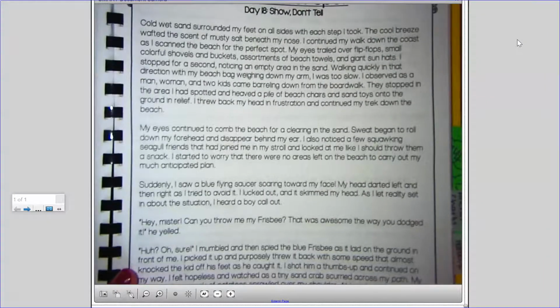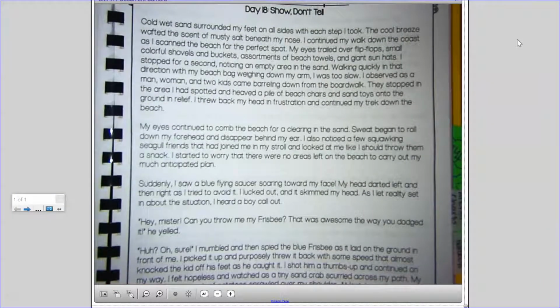I'm going to read the first paragraph, and then I'm going to have you read the rest on your own. Cold, wet sand surrounded my feet on all sides with each step I took. A cool breeze wafted the scent of musty salt beneath my nose. I continued my walk down the coast as I scanned the beach for the perfect spot. My eyes trailed over flip-flops, small colorful shovels and buckets, assortments of beach towels, and a giant sun hat. I stopped for a second, noticing an empty area in the sand, walking quickly in that direction with my beach bag weighing down my arm.